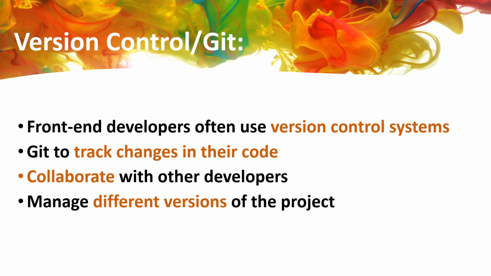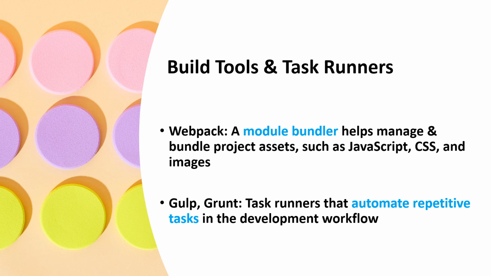Build tools and task runners. Webpack is a module bundler that helps manage and bundle project assets such as JavaScript, CSS, and images. And Gulp and Grunt are task runners that automate repetitive tasks in the web development workflow. So these are the build tools and task runners used. Webpack is used as a module bundler, that is, you package all the software into one bundle and deliver it. And Gulp and Grunt are task runners, which are used to run repetitive tasks in the development workflow. I'm still not going into details, it's just a very high level introduction. Later we'll go into more details so that you'll be able to grasp the concepts.